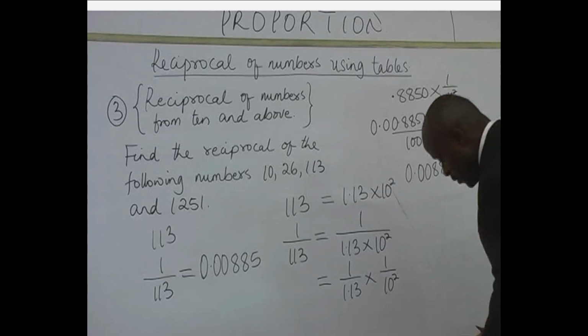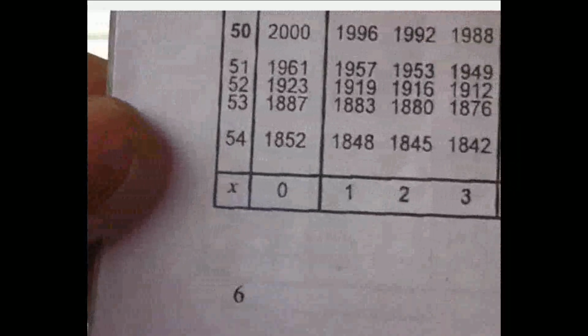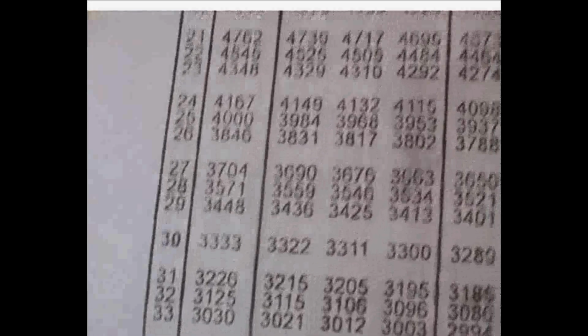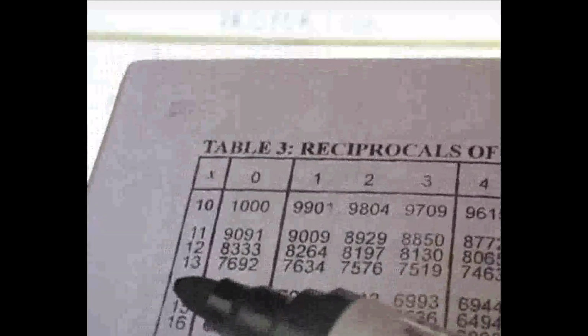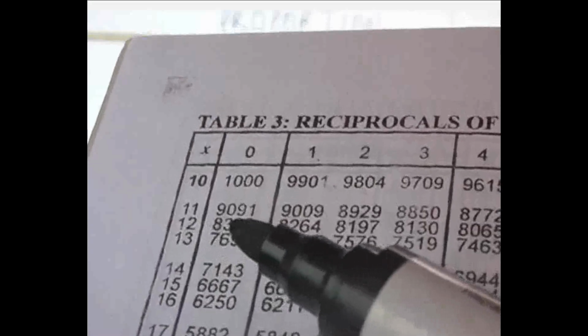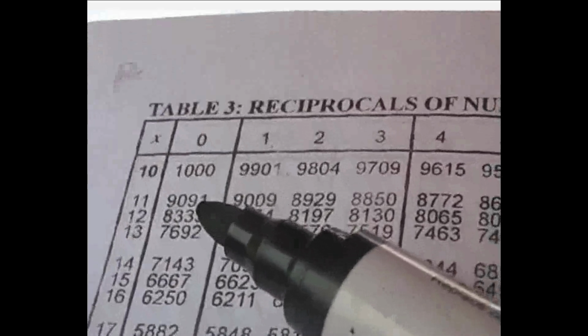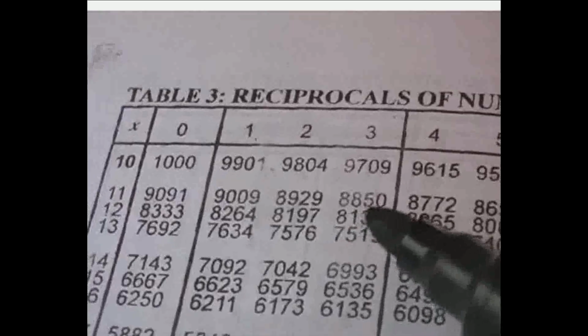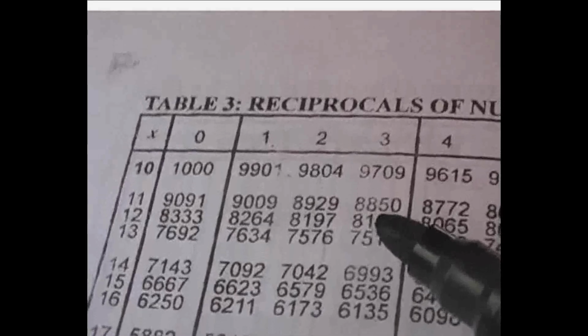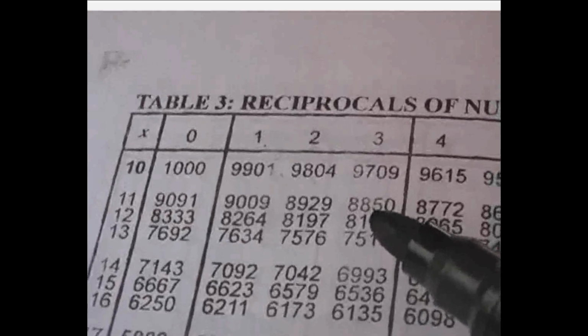I am coming close. The same page 6. You can go up. You're going to see 11. You can see 11 under 10. Then 11 under 0, under 1, under 2, and under 3. You can see it's 8850. So that was where we got the information.